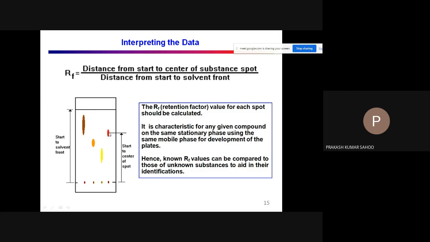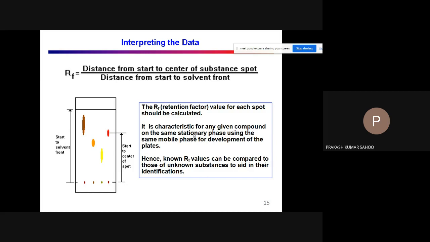So this is the retention factor for your red component, and similarly for this brown component or yellow component or dark yellow component, it will be the same: the distance covered by the individual component divided by the distance covered by the solvent. So this is known as the retention factor. The retention factor value for each spot should be calculated. For every component or every spot, the retention factor must be calculated.